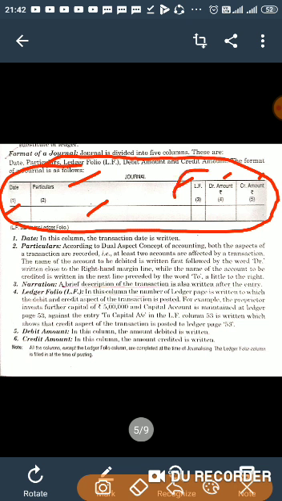Ledger folio is a column where we write the page in which this account, whether debited or credited, has been posted into the ledger. So ledger folio represents the page number in the ledger where these entries are posted. Debit amount, we will write the Dr amount.